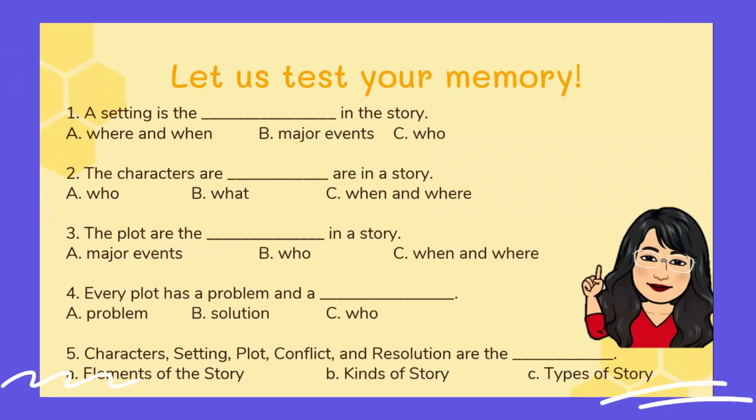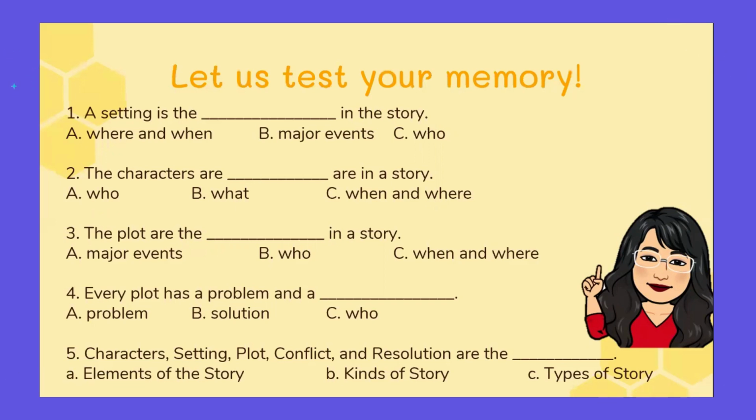Number 2. The characters are blank in a story. A. Who. B. What. C. When and where. You are right. The correct answer is letter A. The characters are who are in a story.